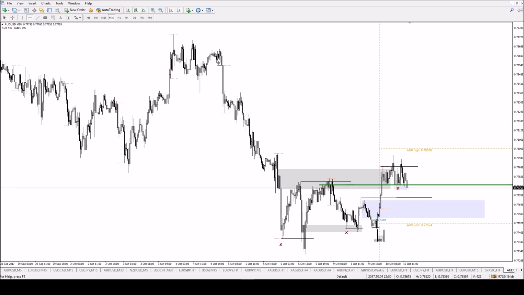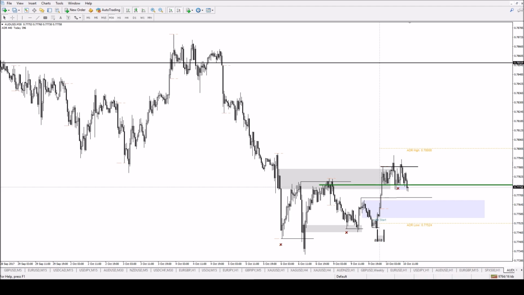I'm still aiming for this. I think we could reach there, but we'll have to see as price progresses. So I hope that helped.